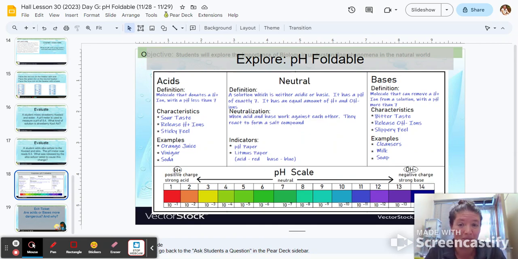And what happens is we can actually make litmus paper, which is basically filter paper that has this indicator that happens in nature. And if you put acid on it, it turns this bright red. Really, it's closer to a hot pink color. And if you add a base to it, it goes to a bluey green.